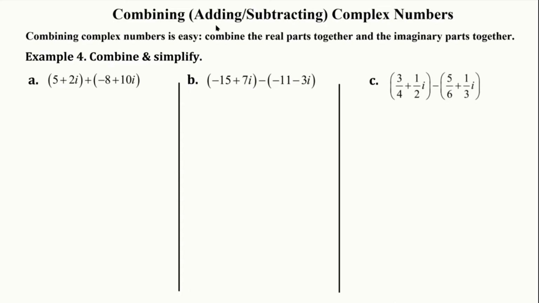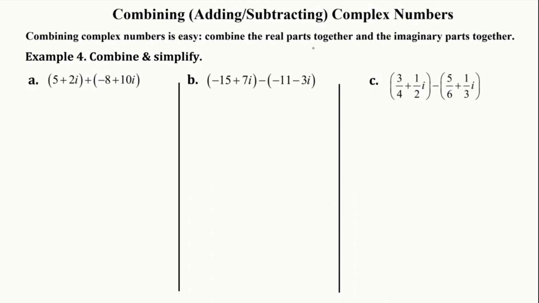Now, combining, which basically means adding or subtracting complex numbers, is super simple. Basically, first we're going to go through and see if we can drop the parentheses if they're not needed. Once we've dropped the parentheses, we're just going to combine the real parts and then combine the imaginary parts. That's it. So I notice here, these parentheses are not really doing anything. They're just placeholders, and so are these. So we can drop all those parentheses.